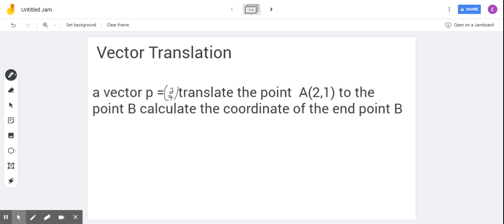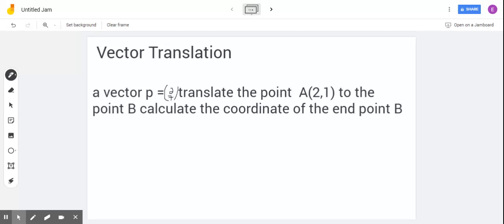Vector translations. Now remember, a vector is a quantity that has both size and direction. So today we're going to be looking at vector translation. And what translation just means is that you're moving a point from one place to another. So let's get into this.